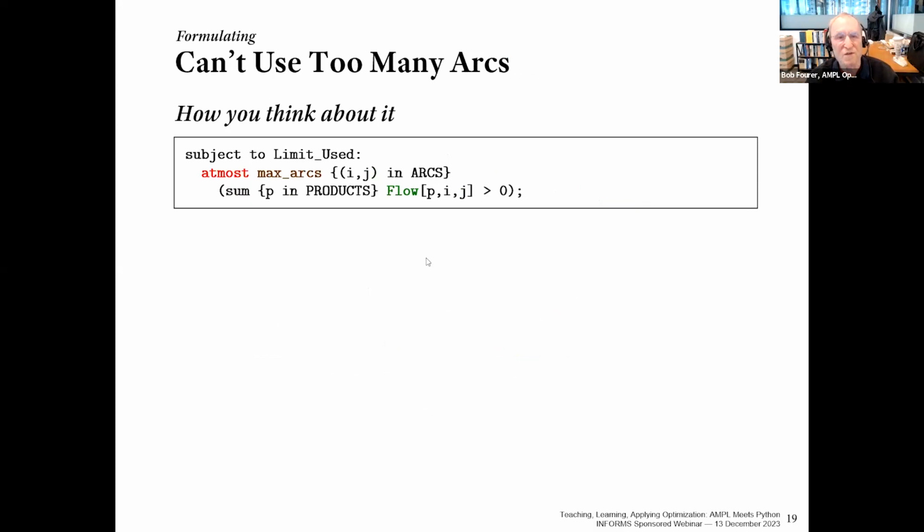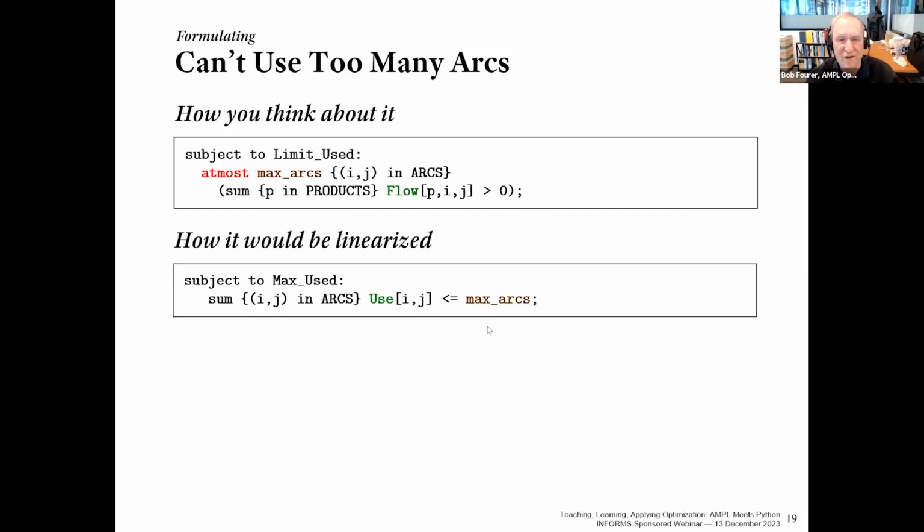And a third part is we said you can't use too many arcs. One way you can say that in AMPL is that at most max arcs of all the arcs have the sum of flows being positive. If you need to linearize that in order to get the solver to solve it, then you have to rewrite it like this. You sum up all the used variables and the sum should be not more than max arcs.